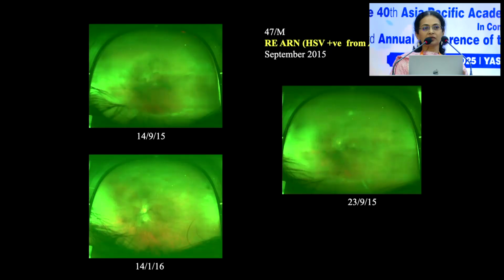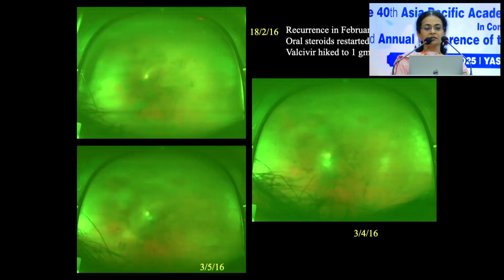We treated him with IV acyclovir, oral steroids, and he did fine from September 2015 to February 2016, almost 6 months. And in February 2016, he came back with the recurrence of vitritis and the tongue-shaped lesion, the previous reactivated lesion. Again, he was on maintenance dose of valacyclovir. It was increased to 1 gram TID. Oral steroids were restarted, and he did all right till May 2016.